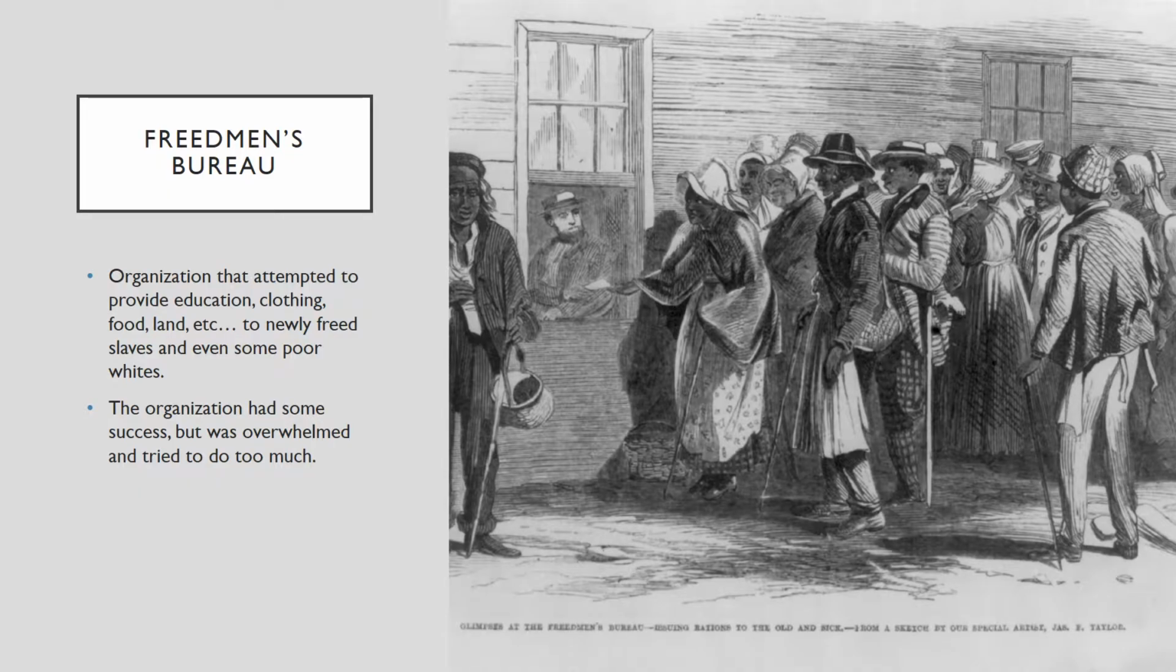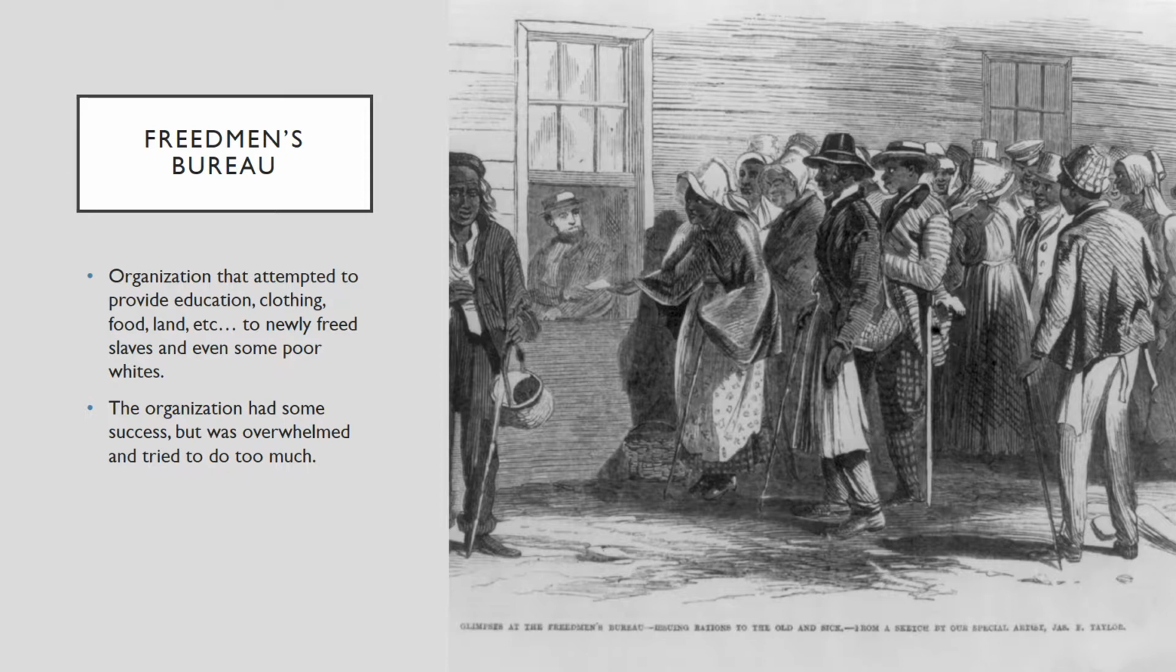Okay, so let's talk about the Freedmen's Bureau. The Freedmen's Bureau is a government organization that's going to come into the South and try to provide relief and assistance to the newly freed slaves and to poor whites. Now, it's going to do that by trying to provide education, which is desperately needed in the South, clothing, food, land, anything you can think of that the newly freed people would need as they come into free society.